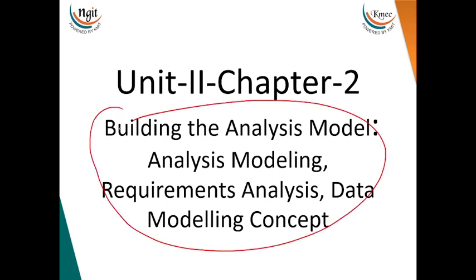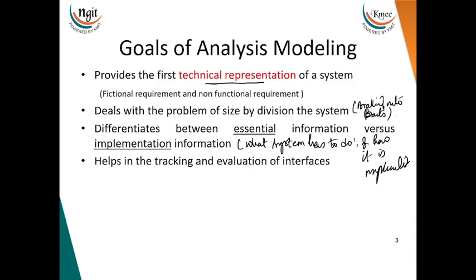We are going to start. This is part of software engineering Unit 2. Now, what is the goal of the analysis model? What is an analysis model? It provides the first technical representation of the system. What is the goal of the analysis model? To provide a technical representation of the system. That is, what are the functional requirements and what are the non-functional requirements.